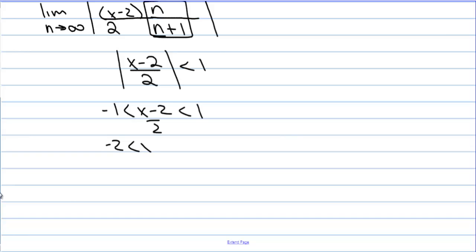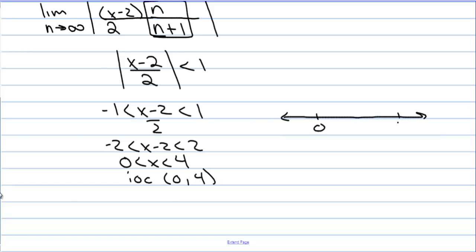Multiply by 2. Add 2. And the interval of convergence is 0 to 4. So interval of convergence is 0 to 4. Now if I went back to the old-fashioned number line, 0, 4, 1, 2, 3. If you go right down the middle, that puts us at 2. And then to get to the ends, you have to go 2 spaces this way, 2 spaces that way. So from middle to end is 2 spaces. So the radius of convergence is 2.